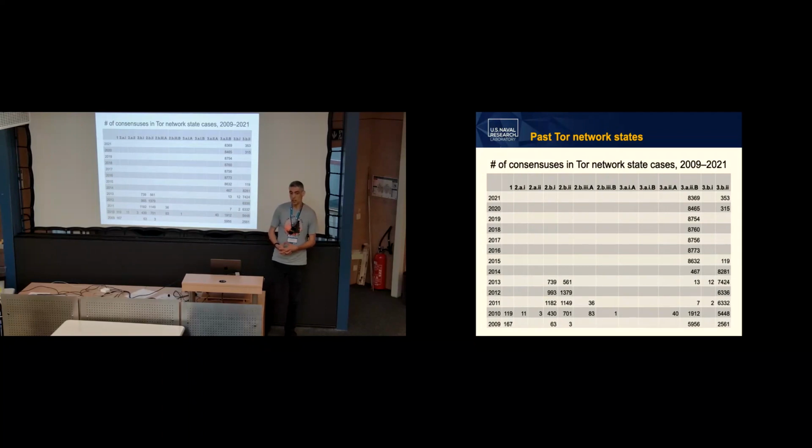So we looked back at the Tor network consensuses in the past to see what states the network has been in. This is over the period 2009 to 2021. We also looked at 2022, which wasn't complete when we did it, but was similar to previous years. You can see that since about 2014, there have only been two network states, case 3A2B and case 3B2. In the past the network was a little bit more diverse; positional weights weren't even introduced, I think, until 2011.